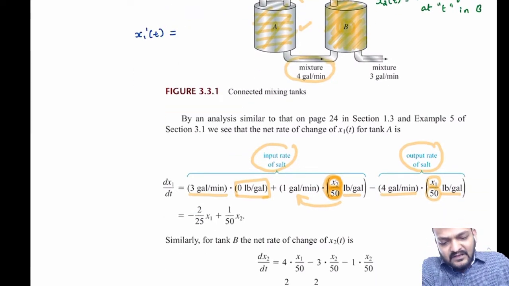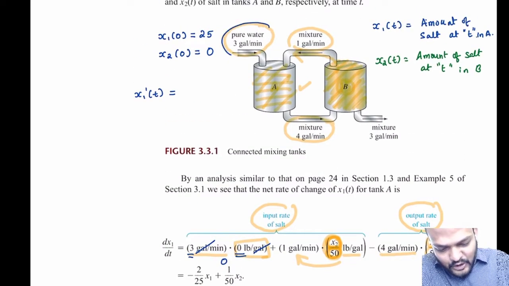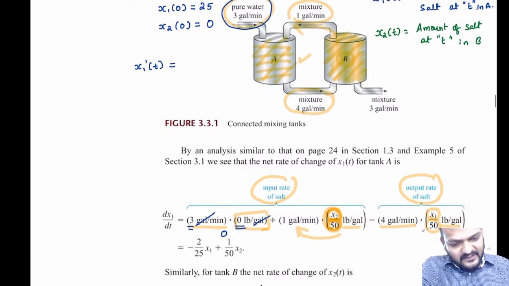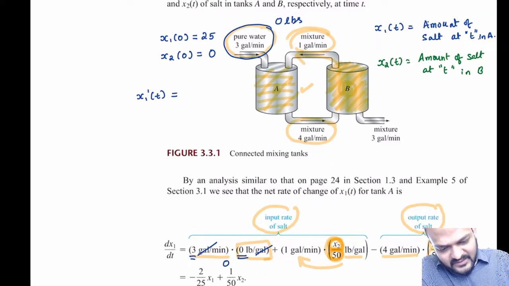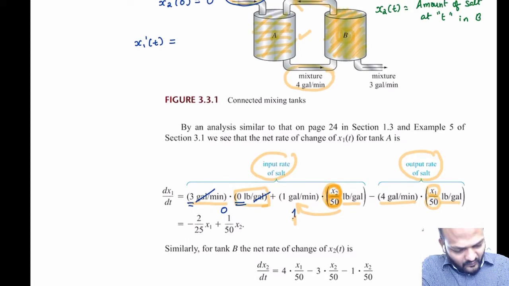Now, if I simplify this, the gallon is going to get canceled. So you're going to have 3 times 0 pounds, which is 0. It's the amount of salt coming in, 0 pounds. And because of this, how much is coming in? 1 gallon, and the gallon gets canceled. So I am going to have x2 over 50.